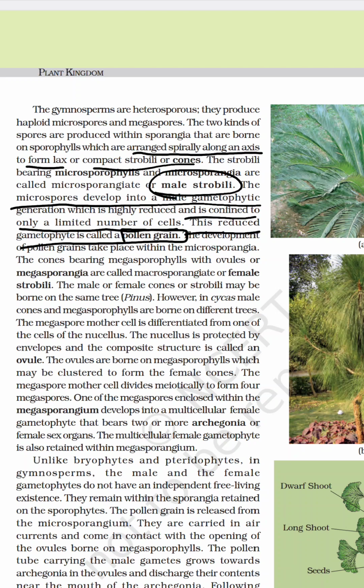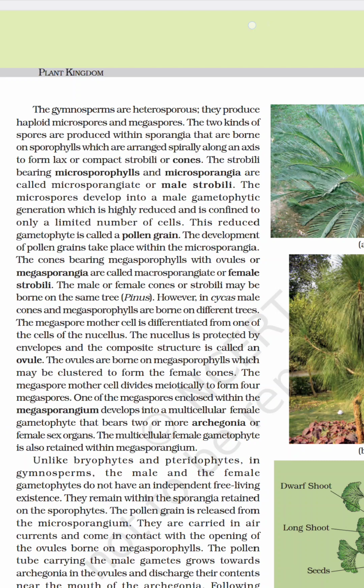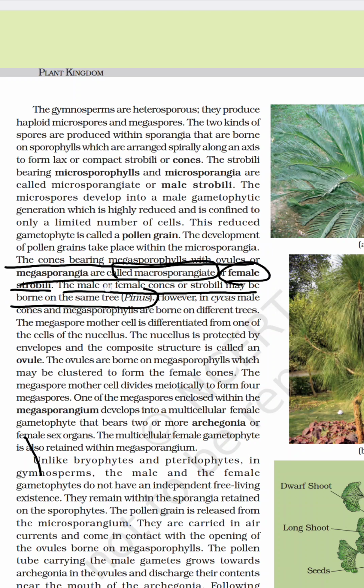The cones bearing megasporophylls with ovules or megasporangia are called megasporangiate or female strobili. The microsporangiate one is the smaller male cone. The male and female cones may be borne on the same plant, as in Pinus, where both can be seen on one plant. In Cycas, male and female strobili are borne on different plants.